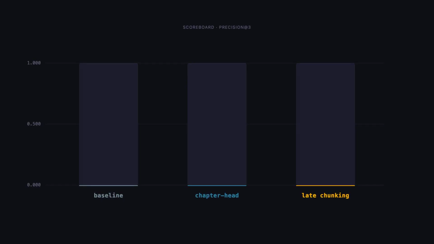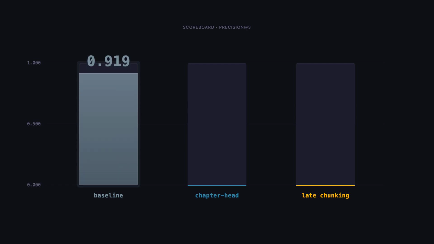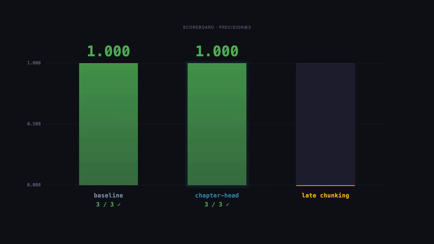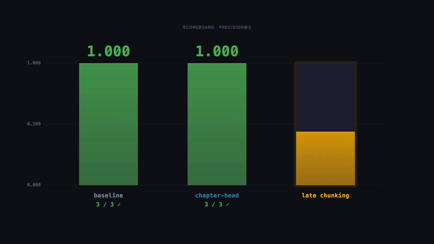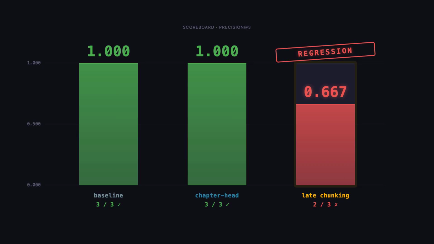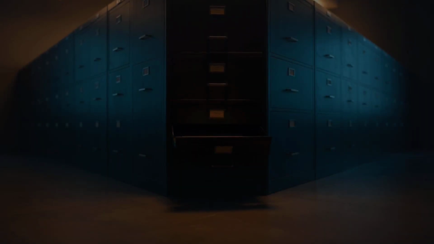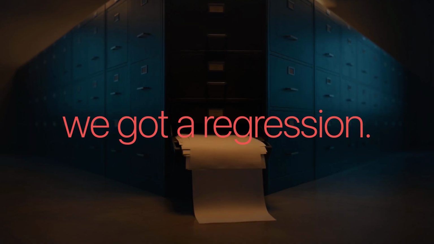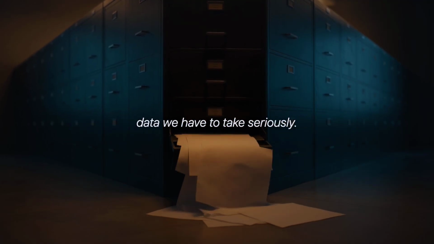Look at the scoreboard. The simplest baseline, fixed size chunks, embedded alone, perfect, 3 of 3. The chapter heading pipeline, embedded alone, also perfect, 3 of 3. Late chunking, same chapters, embedded with the whole book around them, 2 of 3. Late chunking lost. The technique that was supposed to give chunks document memory made retrieval worse on this question. We expected an upgrade. We got a regression. That's data we have to take seriously.